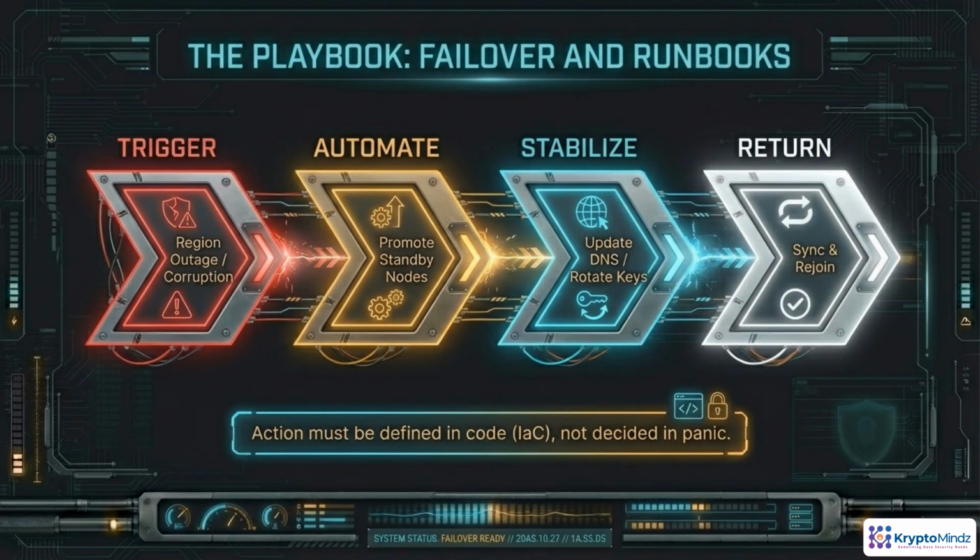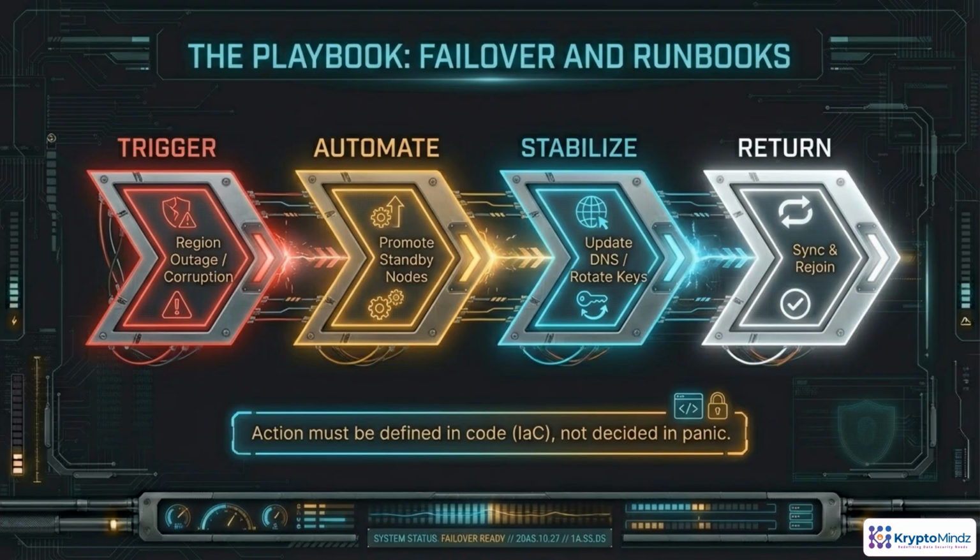In a regulated blockchain environment, failover cannot be improvised. You begin by defining precise triggers. What exactly constitutes an outage, corruption, or security event that forces you to move? Once a trigger is hit, automation should take over. Promote standby validator nodes, reconfigure clients, and update integration endpoints without human guesswork.